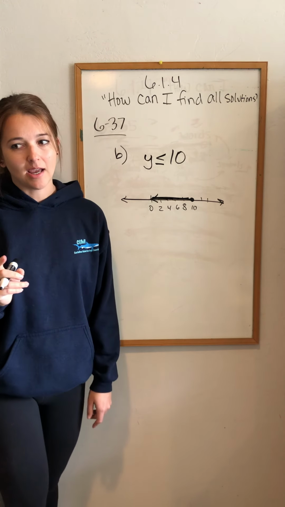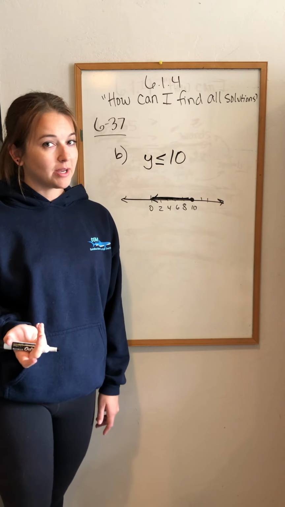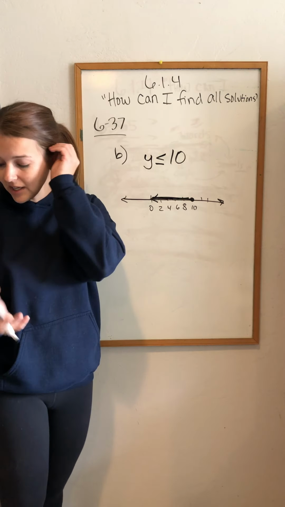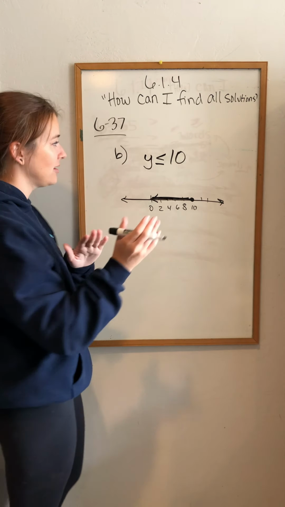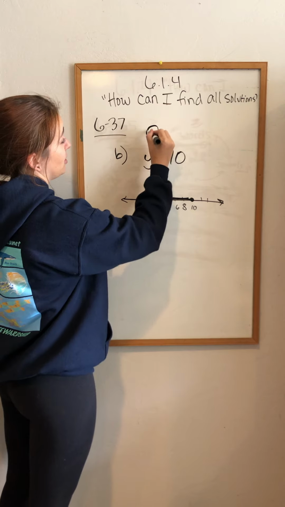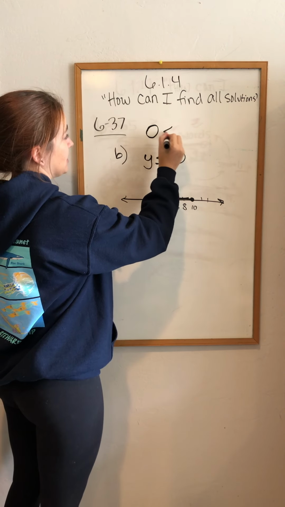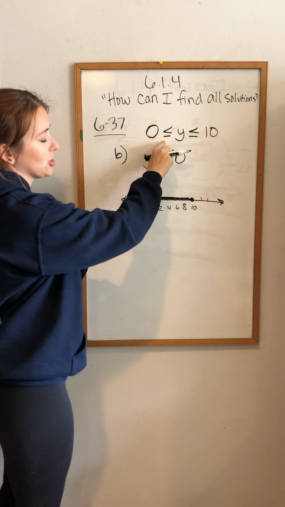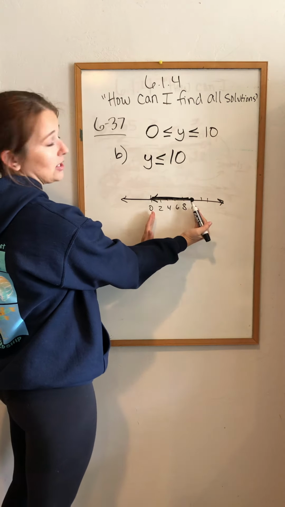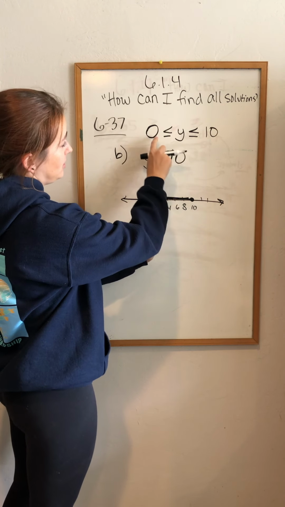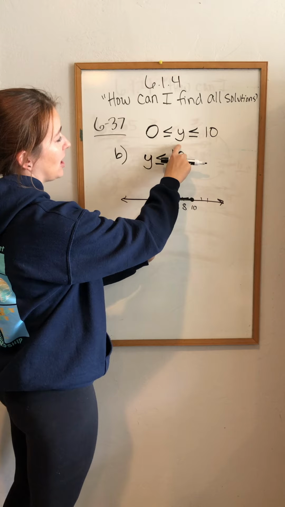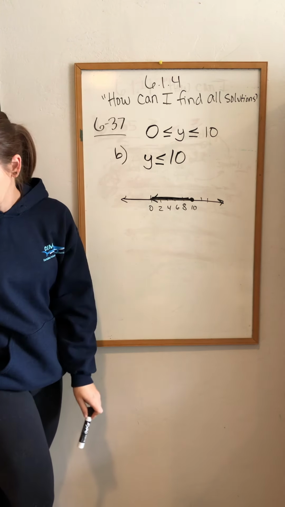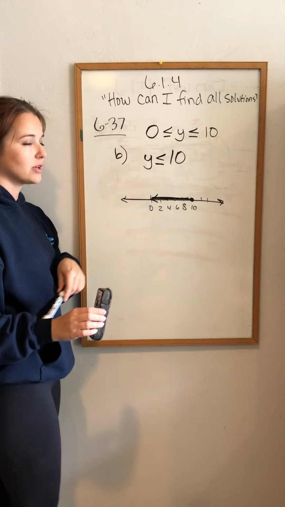Now some of you might say, well, you can't spend a negative amount of money. Like you can't spend like -$1, I guess, at the mall. If you would like to write it like this, you can. Some people may want to write it as 0 is less than or equal to Y, and Y is less than or equal to 10. So this kind of shows you that it has to be between 0 and 10. So some people might write it that way, but you can stick with this first one. Okay, so that's part B.